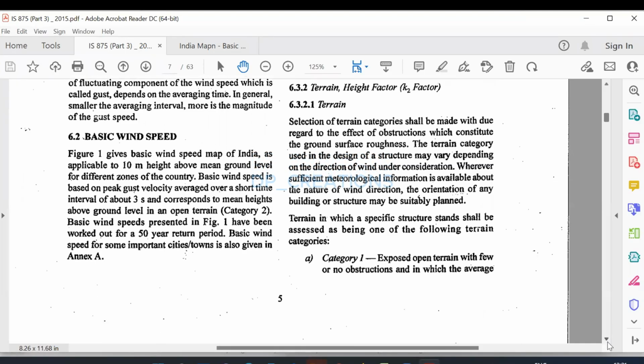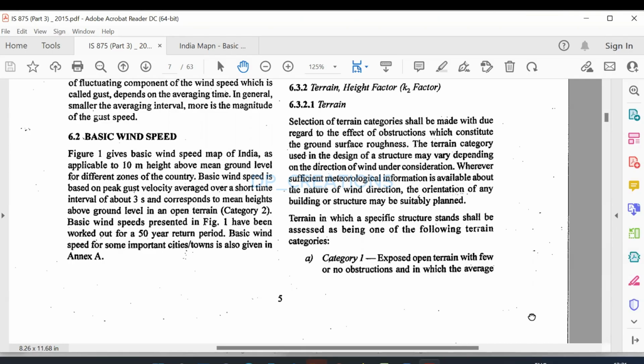Selection of terrain categories shall be made with due regard to the effect of obstructions which constitute the ground surface roughness. The terrain category used in the design of a structure may vary depending on the direction of wind under consideration. Wherever sufficient meteorological information is available about the nature of wind direction, the orientation of any building or structure may be suitably planned. Terrain in which a specific structure stands shall be assessed as being one of the following terrain categories. So for your information, the basic wind speed given in figure 1 or annexure A is considering category 2.